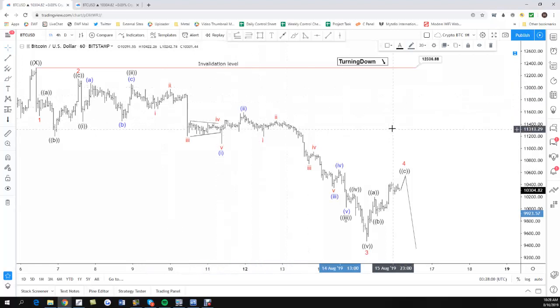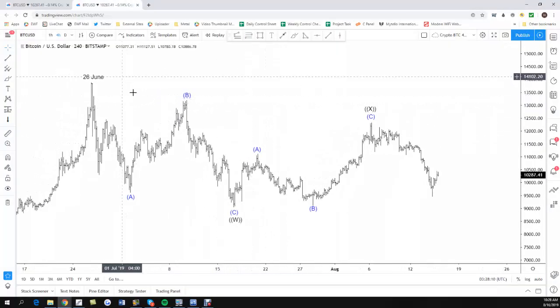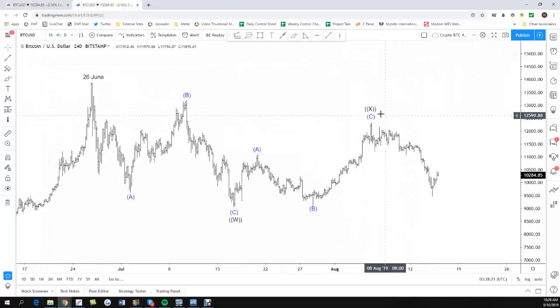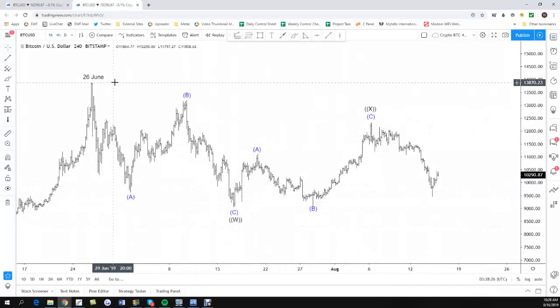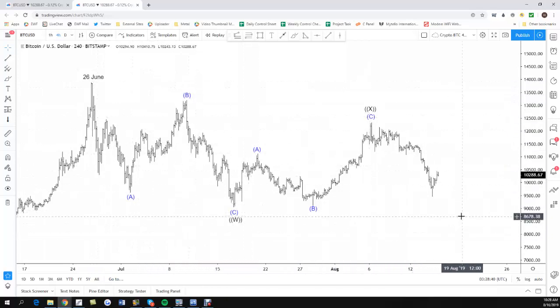Now if we look at the larger degree, we zoom out, taking a look at the 4 hour. This is a partial label. We can see this X here in the black is the same X we saw earlier in the 1 hour chart, at 12,336. If this is labeled as an X, that means somewhere along this bigger time frame there should be a W, and this is your W. So what this is calling is the idea that the decline that started from June 26 remains to be in progress right now.